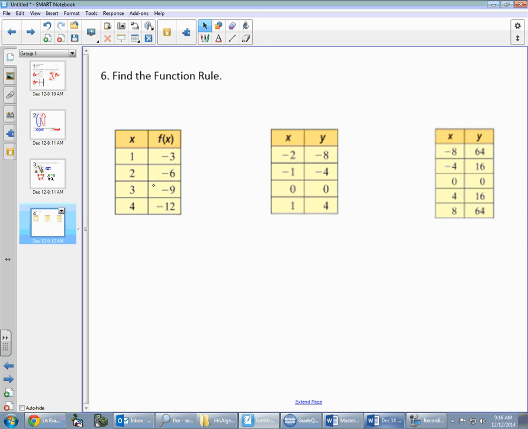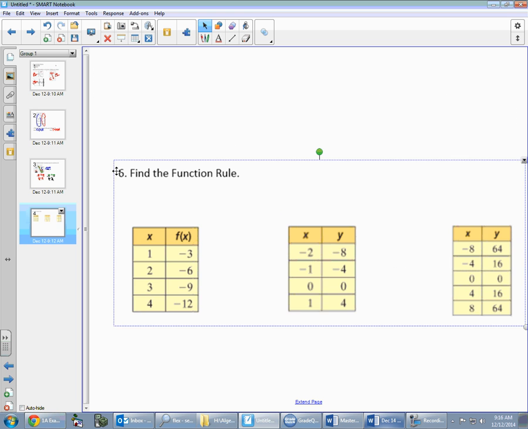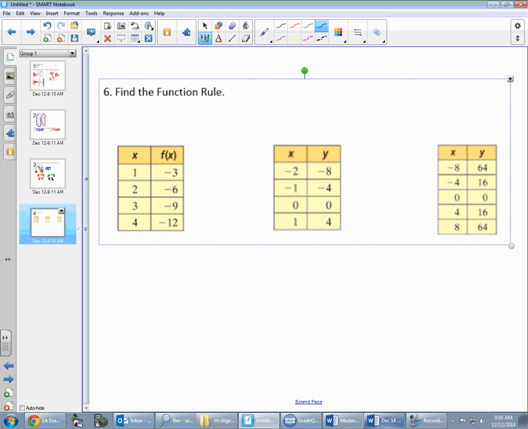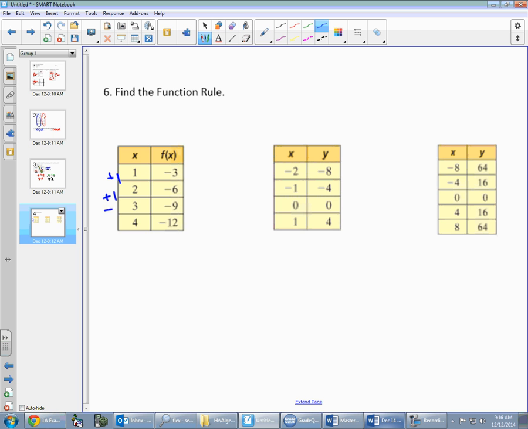The last section says find the function rule. Probably the easiest thing to do is find your change in y over change in x. So I'm counting by ones, +1, +1, +1. My y's are getting smaller, so that's -3, -3, -3. So the change in y over change in x is -3 over 1. That's my slope. So I know it's y equals -3x.